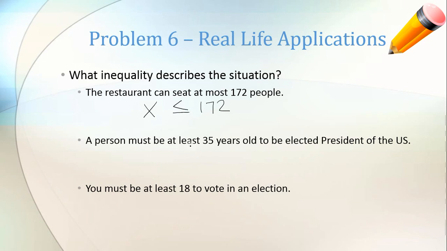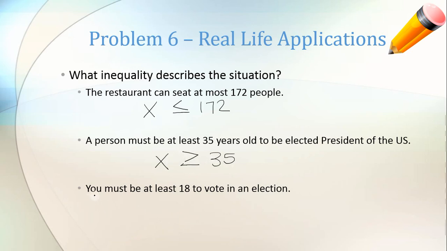Now, a person must be at least 35 years old to be elected president of the U.S. That's actually in the Constitution. So x and 35. Now, can the person be 20 years old and be the president? No. Can they be 50 and be the president? Yeah. So x can be greater than 35. So at least means greater, and also they can be 35 right on the dot. So x is greater than or equal to 35.